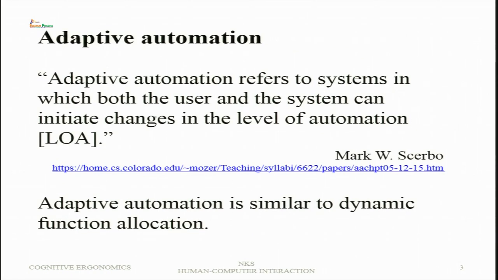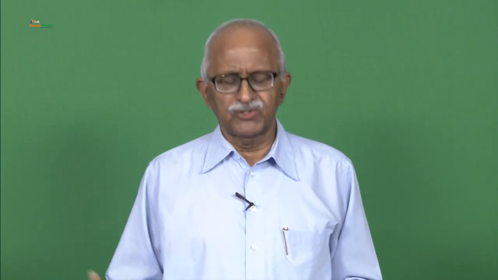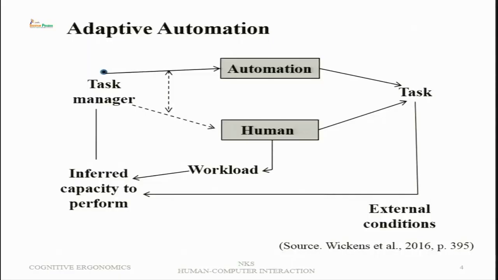We talked about adaptive automation, and just this slide again recapitulates what we had done. Basically, adaptive automation is something like a dynamic function allocation. So it should not be considered as once for all times to come that allocation is there. And we talked about various decisions on how, what part of the task will be controlled or done by automation and what by the human. And that depends on the workload. A task manager takes a decision about the allocation.